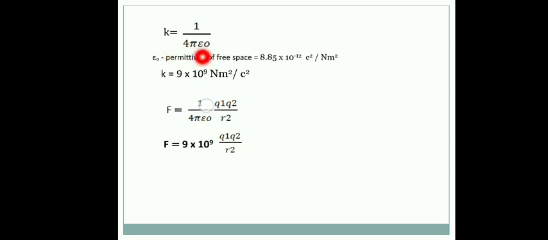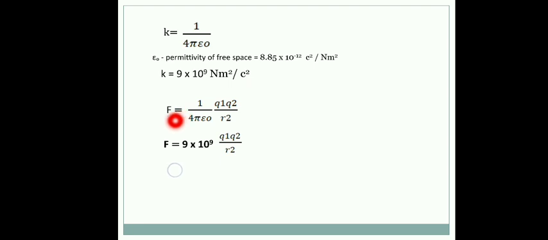So substituting all the values in this expression, you will get the value of K equal to 9 into 10 raised to 9 Newton meter square per Coulomb square. So this is the value of K, the dielectric constant, 9 into 10 raised to 9 Newton meter square per Coulomb square. So just remember the value and unit of K.